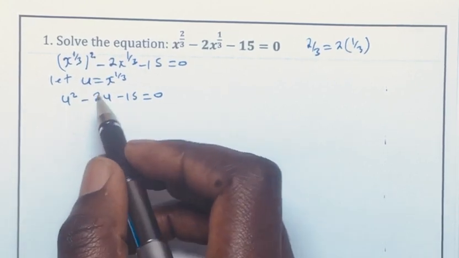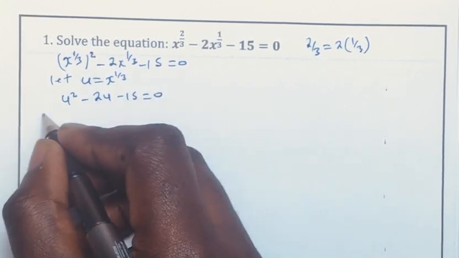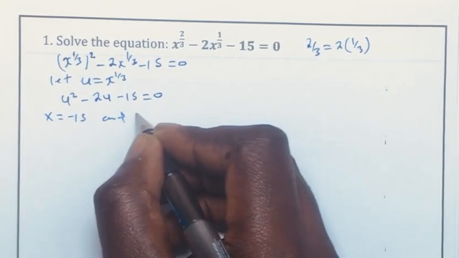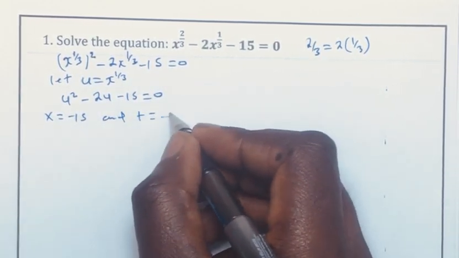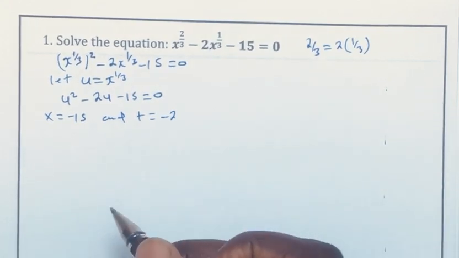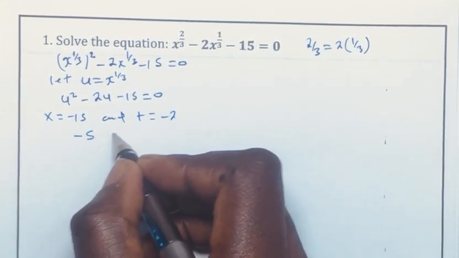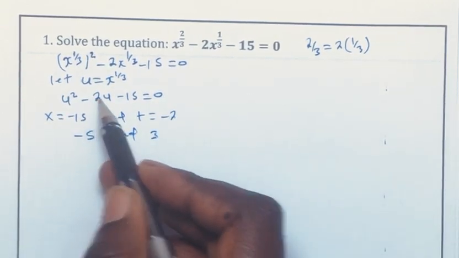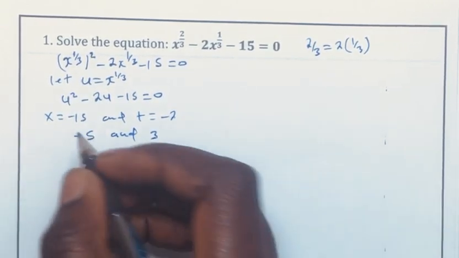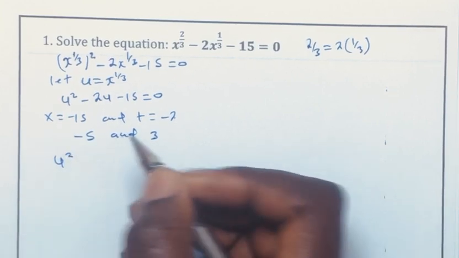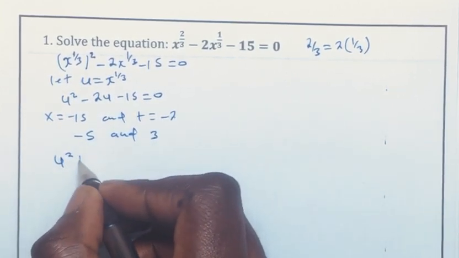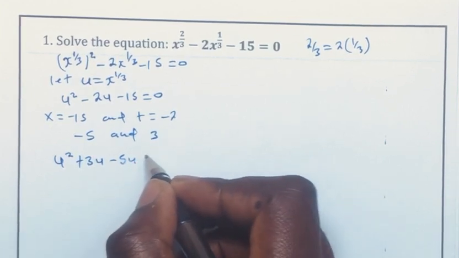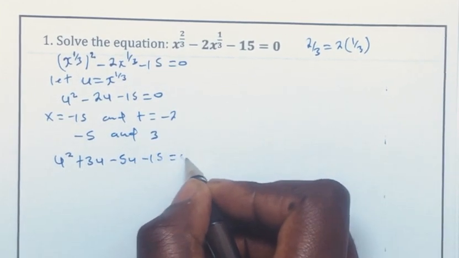So we're going to look for two numbers whose product is negative 15 and whose sum is negative 2. So those two numbers are negative 5 and positive 3. So just split b into negative 5 and positive 3. So you can have u squared plus 3u minus 5u minus 15 is equal to 0.